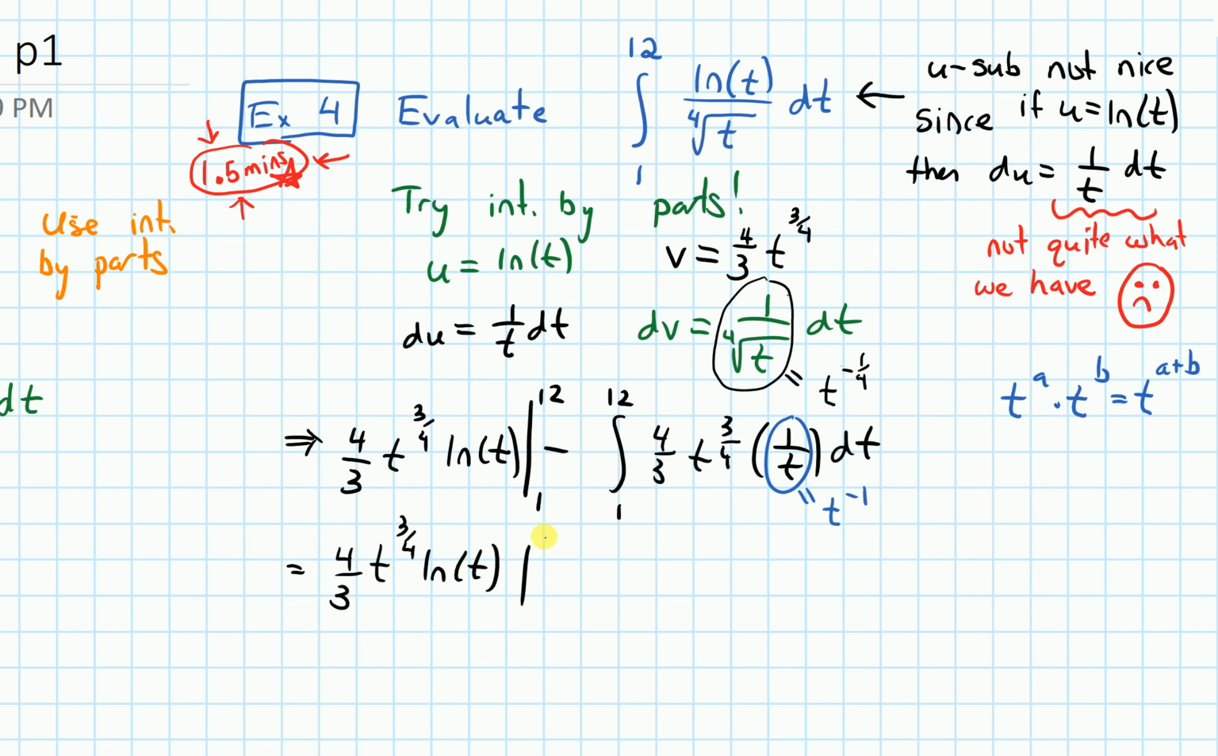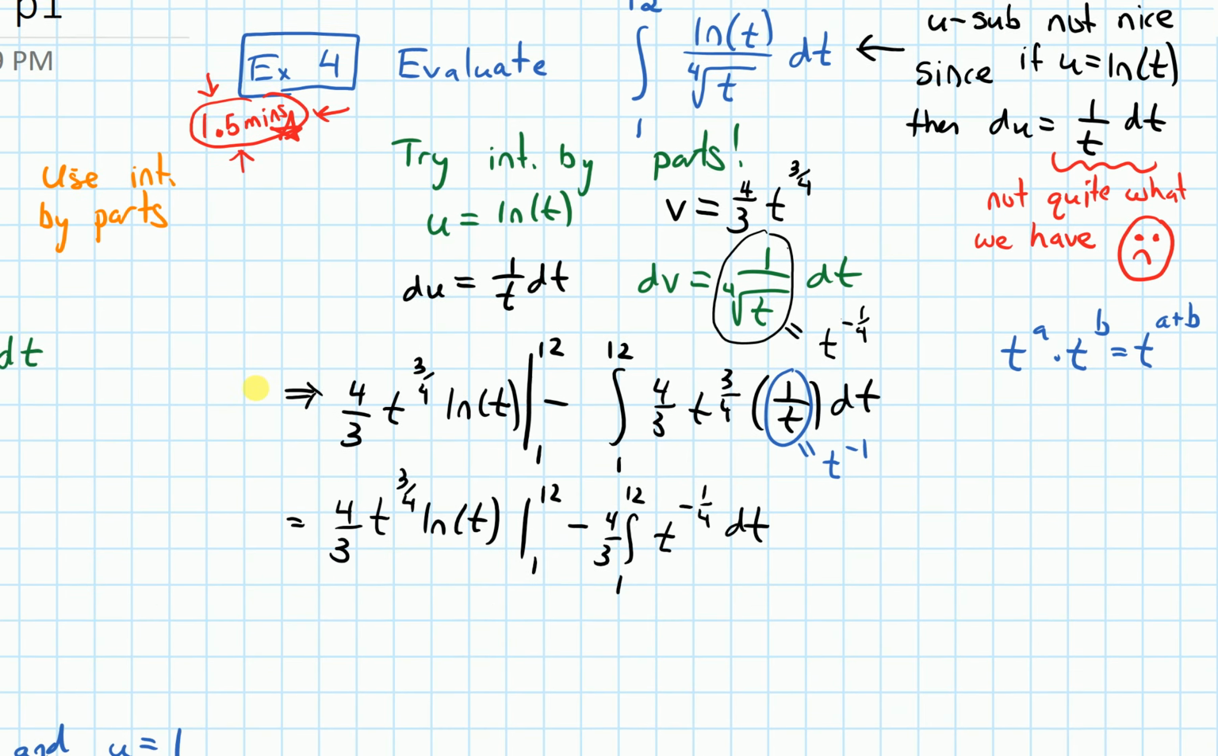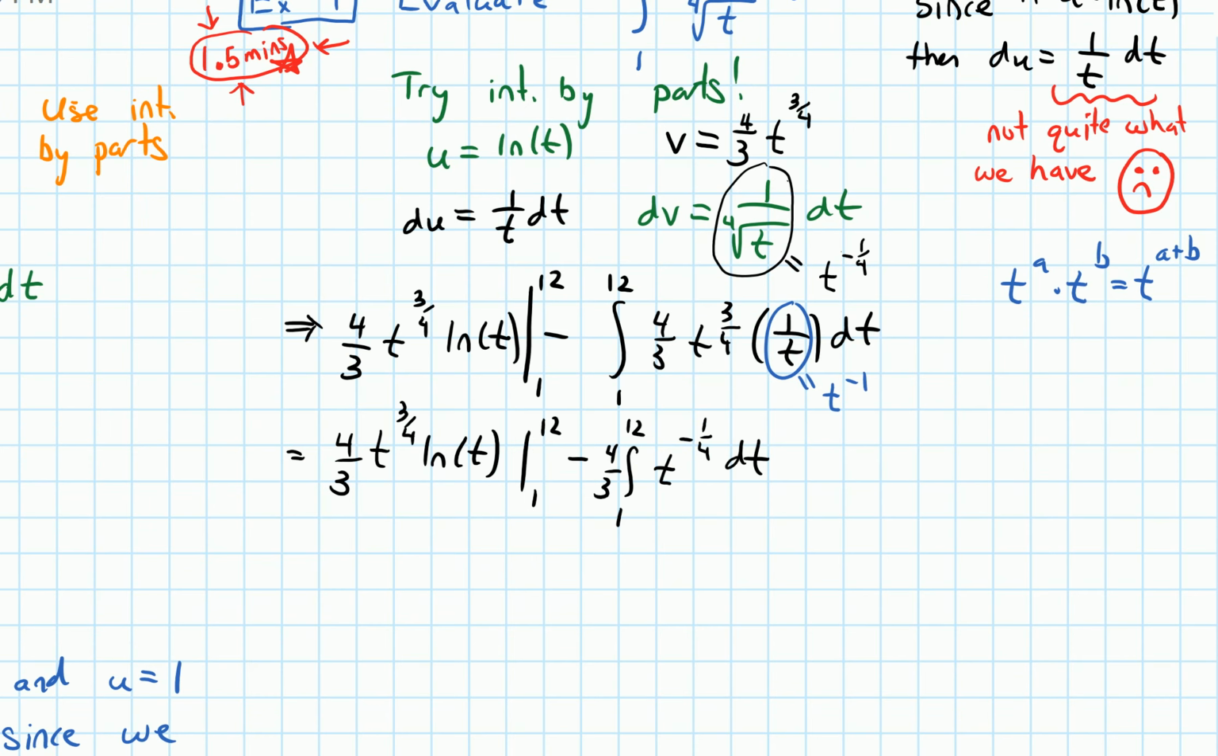Need to plug in 1 and 12 into it still. And then minus, I'll get the integral from 1 to 12. Let's pull the 4/3 to the front, because it's a constant. And then t to the 3/4 times t to the negative 1 is t to the negative 1/4 dt. Okay, so from there, that is now an easier integral to do.